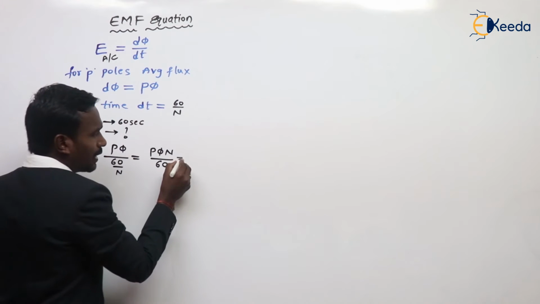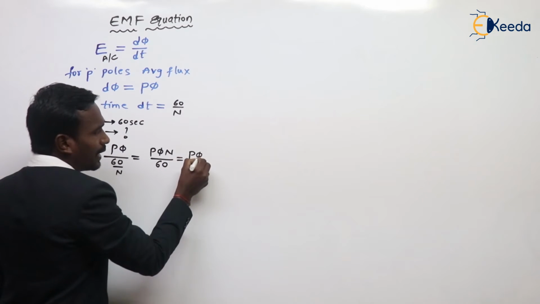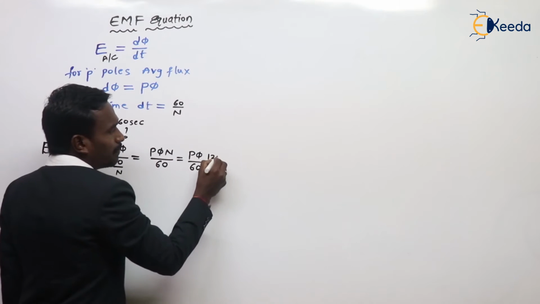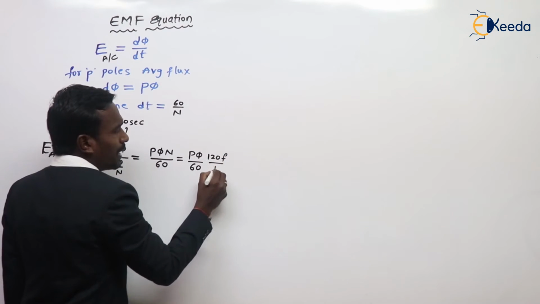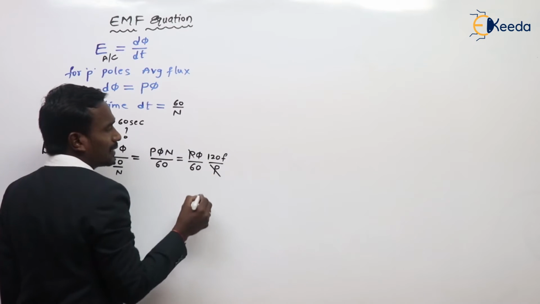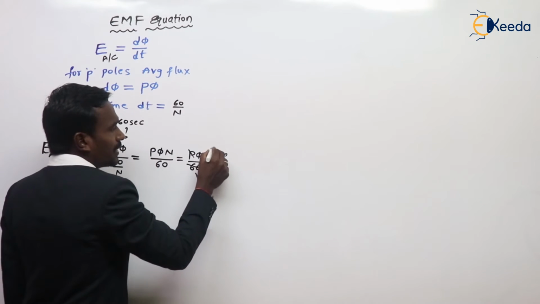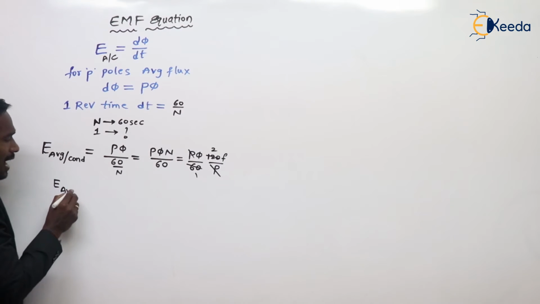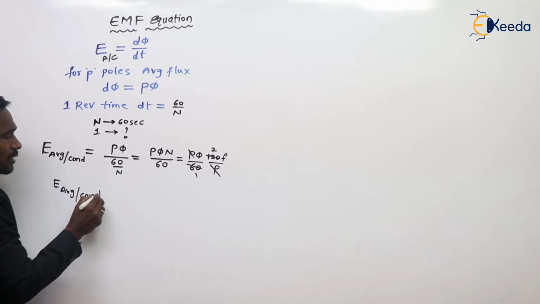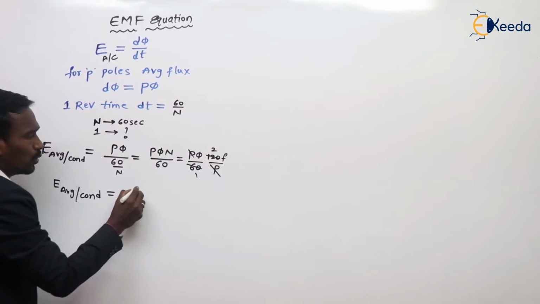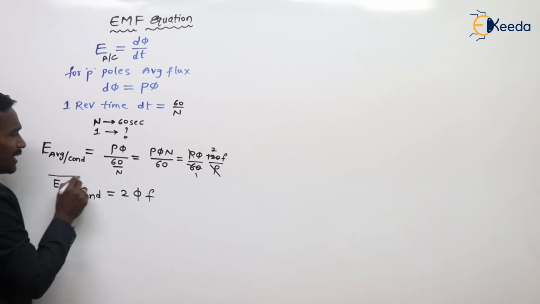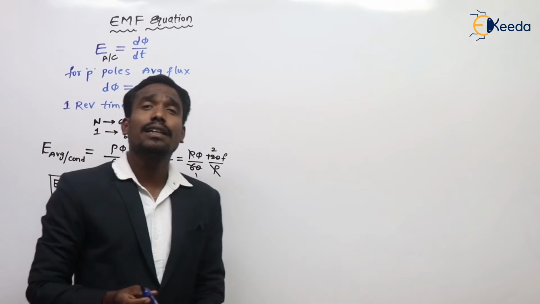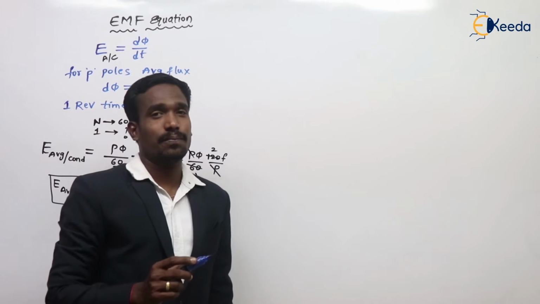If you simplify this, P phi N upon 60, and N is nothing but 120 F by P, the P gets cancelled, and 60 and 120 give 2. So finally our answer is E average per conductor is equal to 2 phi F. Very important formula is this: 2 phi F is the E average per conductor.